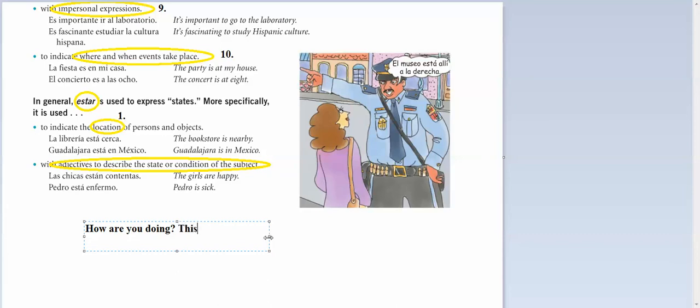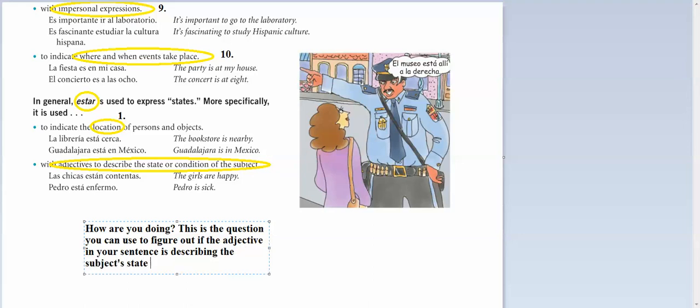This is the question you can use to figure out if the adjective in your sentence is describing the subject's state or condition. Okay, so if you ask somebody, how are you doing? If your adjective in question can answer that correctly, then it's describing a state you're in.